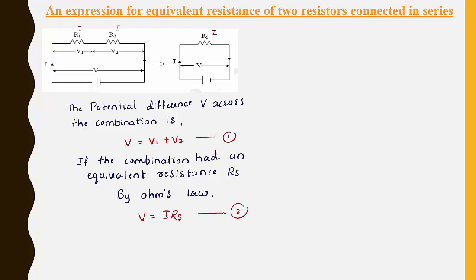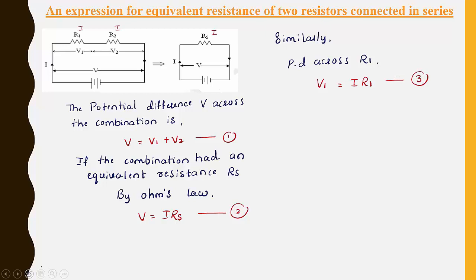Similarly, now we can write the potential difference across resistor R1 and across resistor R2. Just like for the equivalent resistor, at resistor R1 the potential difference is denoted by V1. V1 equal to I R1, where the common current is I and the resistor is R1. Let us take it as equation 3. This is the potential difference across resistor R1.